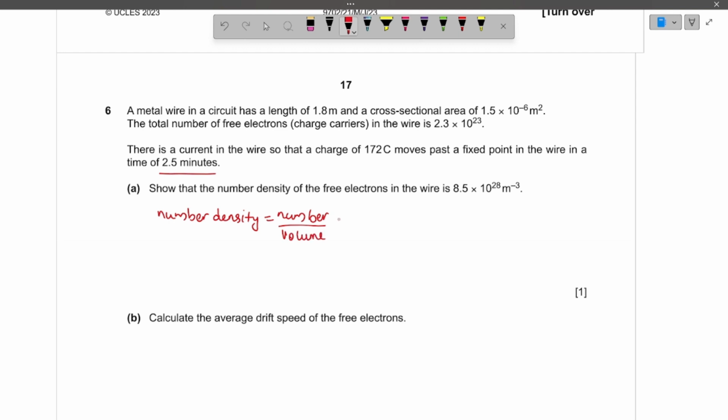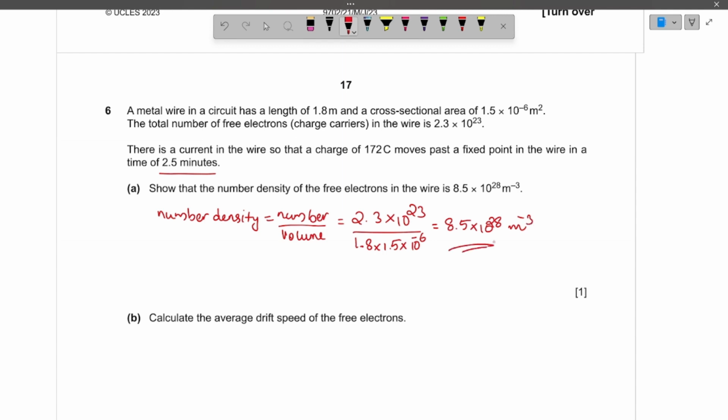So what is the number of electrons? It's already given: the number of free electrons is 2.3 times 10 to the power 23, divided by the volume. How do we find the volume? The area is given and the length is given, so just multiply these two. 1.8 multiplied by 1.5 times 10 to the power minus 6, which gives 8.5 times 10 to the power 28. Since the number has no unit on the numerator, the unit will be per meter cube, so it is meter raised to minus 3.